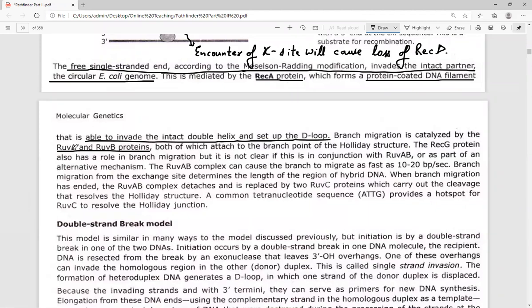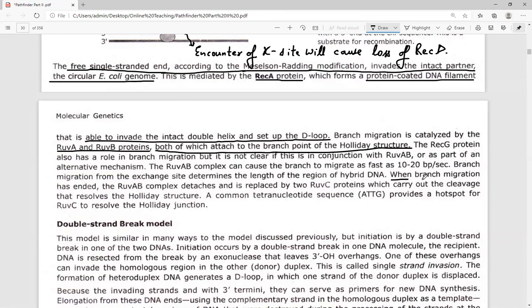These are the proteins that will move across the branch and will cause a large amount of the branch to be migrated, both of which attach to the branch point in the case of the Holliday junction. It would be these that will be migrating to the branch point in the Holliday junction. The role of the RAC-G protein in branch migration is not clear. Then the last protein that will come is referred to as the RUV-C protein.